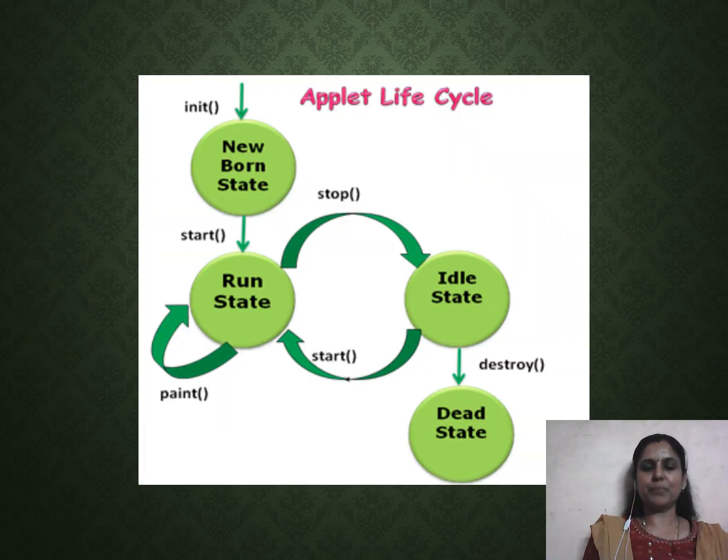Now we are going to see the applet lifecycle and what are the methods it is using. Newborn state uses the init() method. When the run state moves to idle state, the stop() method is executed, and from the idle state to run state, the start() method is executed. In the run state, the paint() method is also used. From the idle state to the dead state, the destroy() method is used. So these are the methods used in the applet lifecycle. In the next slide, we are going to see how they work in applets.